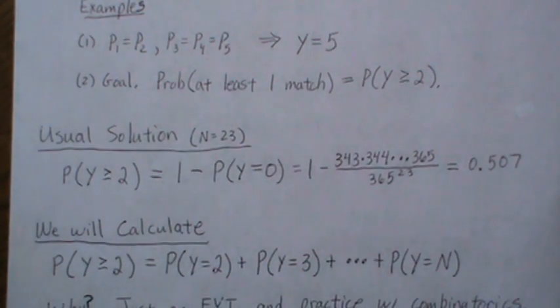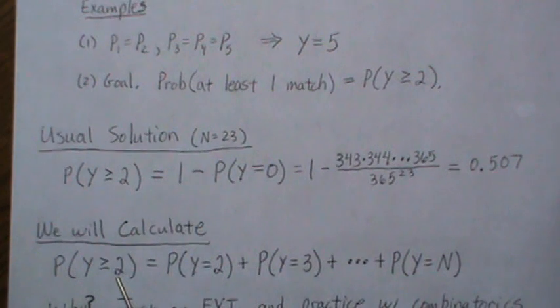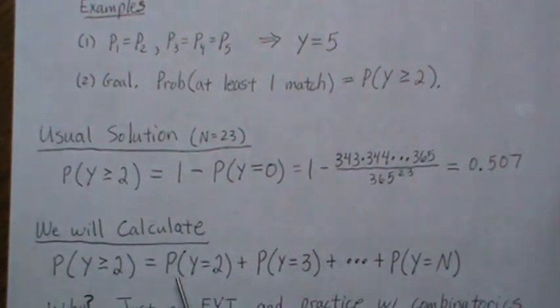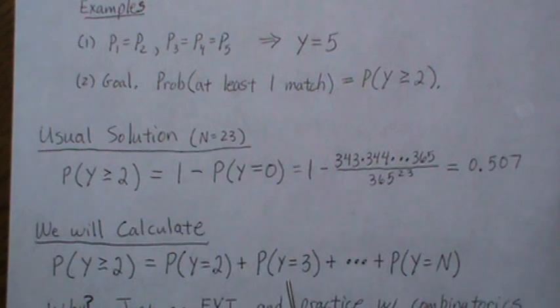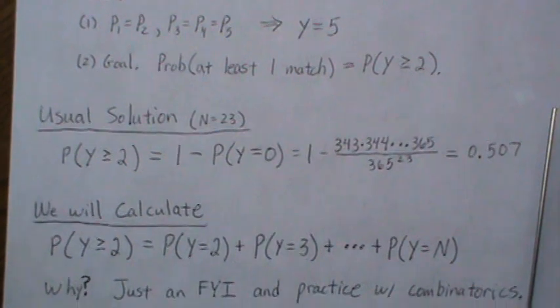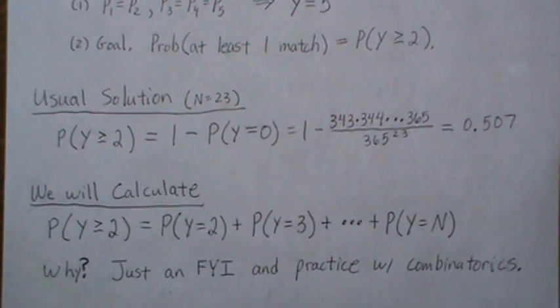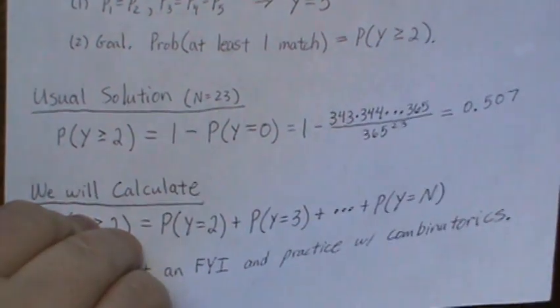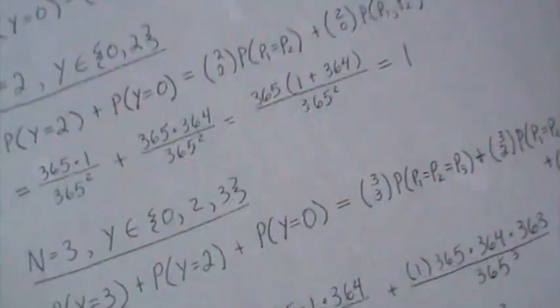We will calculate it like this. The probability that Y is greater than or equal to 2 equals the probability that Y is 2, plus the probability Y is 3, plus all the way to Y equal to N. You might ask, why the heck are we going to do that? Really, it's just an FYI and to practice with combinatorics. No other reason. This is absolutely not the most efficient way to do it, but if you want to become better at combinations and permutations, then I think the video will be helpful.